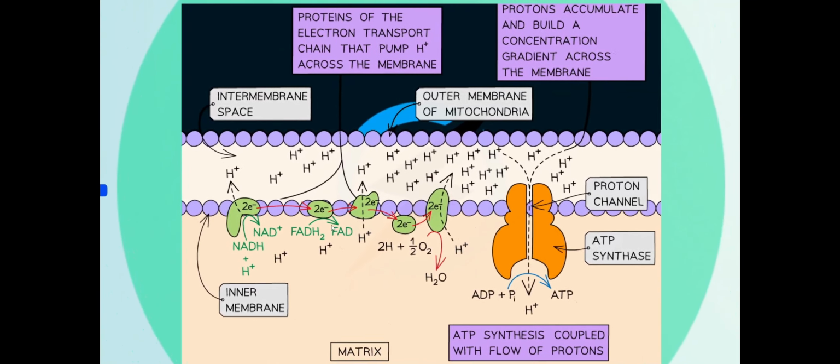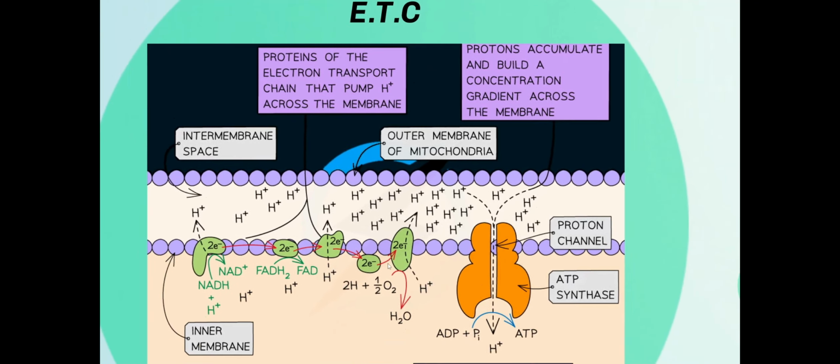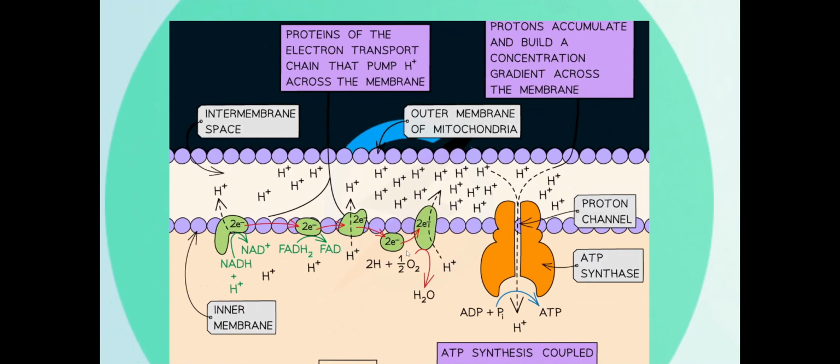So that was it for today, guys. Hope you guys understood the electron transport chain, the Krebs cycle, the chemiosmosis process, and the structure of the mitochondrion.